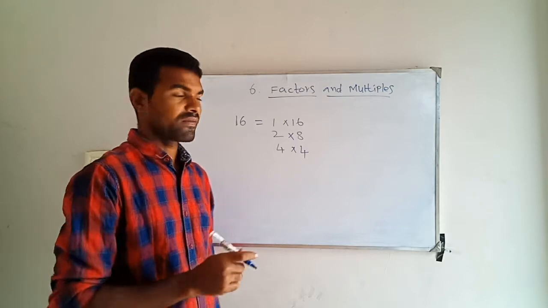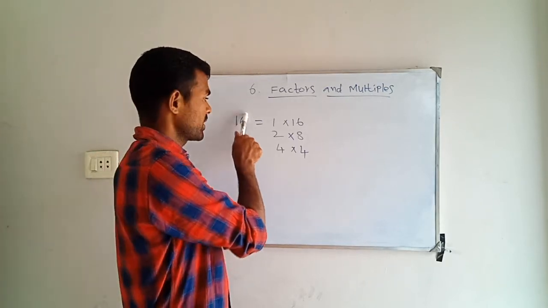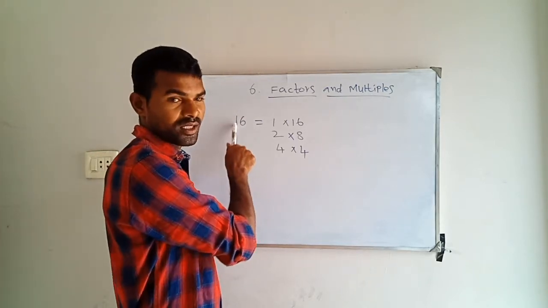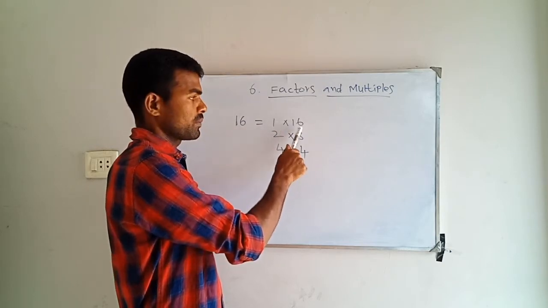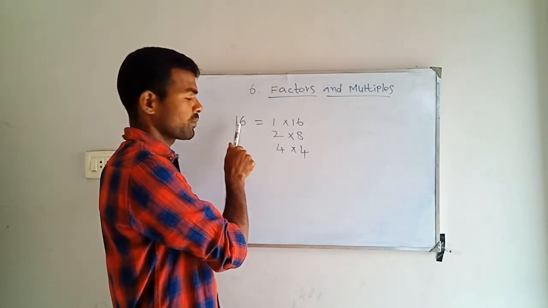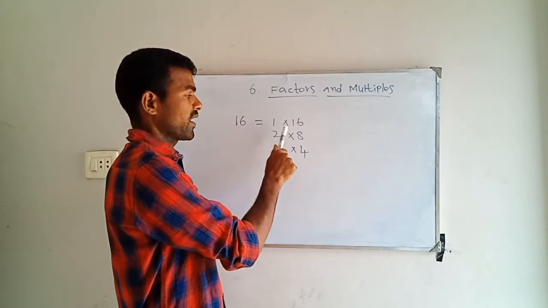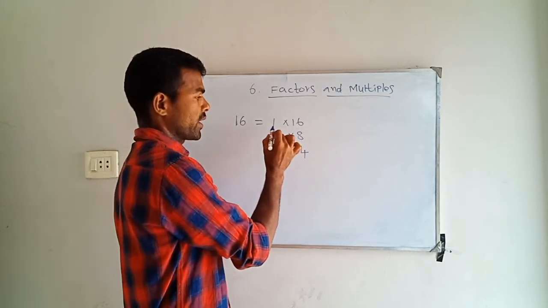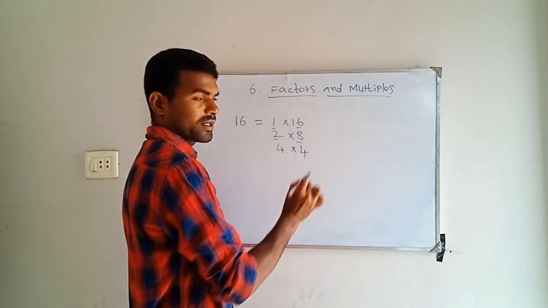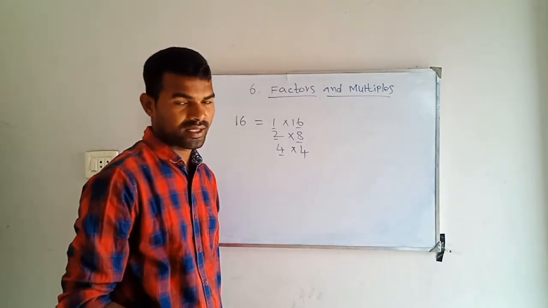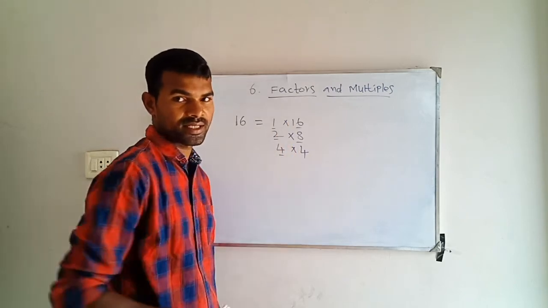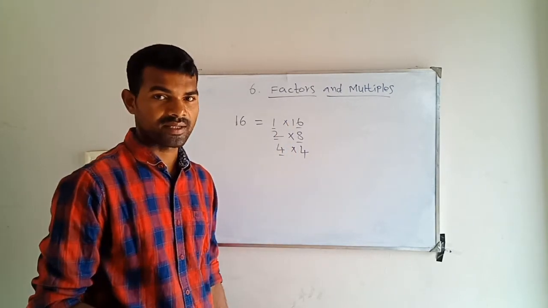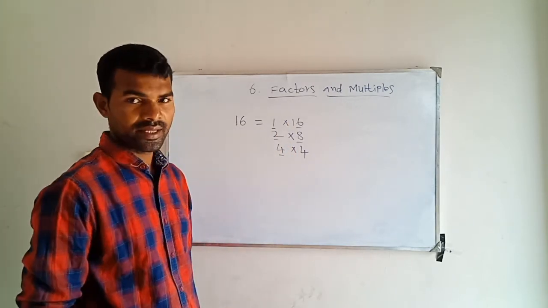Factors: for any number, the product, if you multiply any two numbers and get a number equal to the product, those are the factors. 1 and 16 are factors, 2 and 8 are factors, 4 is a factor. So the factors of 16 are 1, 2, 4, 8, 16.